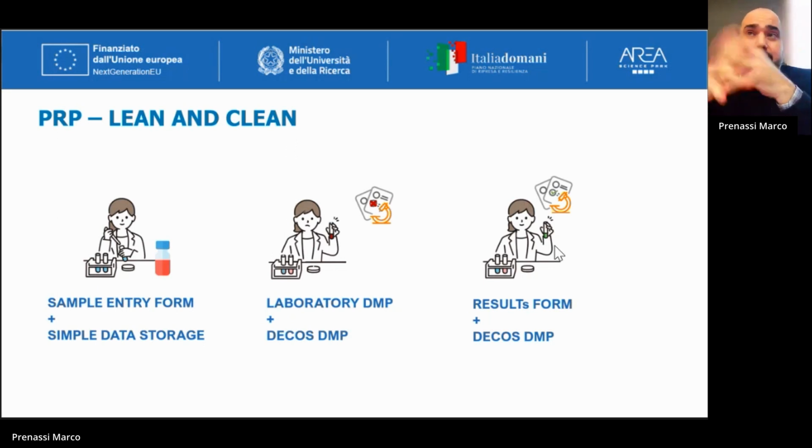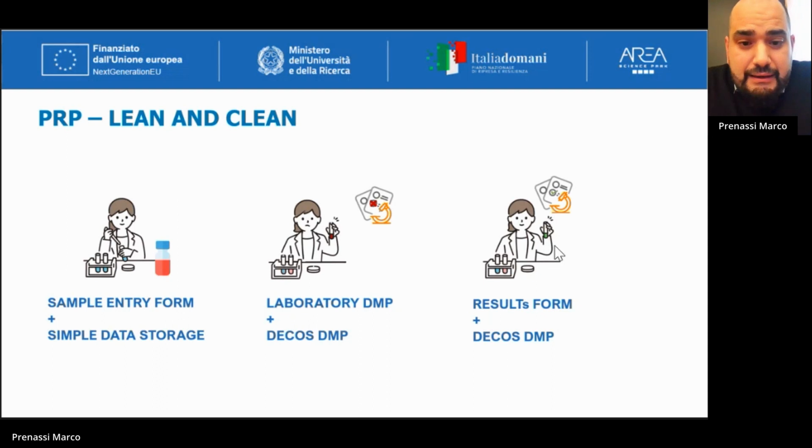Then during the middle phase, the experiment phase, we can see together how you work from a data perspective. Of course, we are not going to tell you how to do your work, but from a data perspective, which software do you use, which data are you producing, and so on. And this will create the laboratory DMP, the data management plan with the laboratory, and it will be integrated in the DECOS digital ecosystem DMP of all the PRP project.